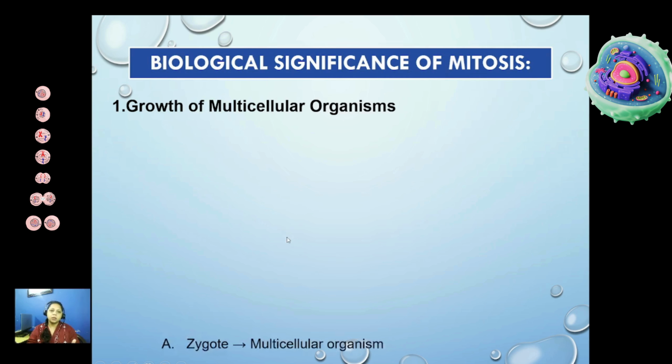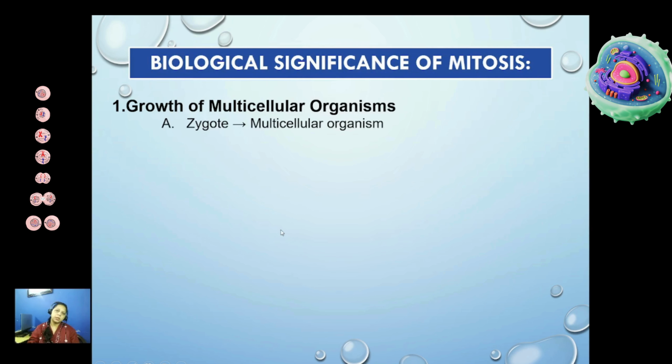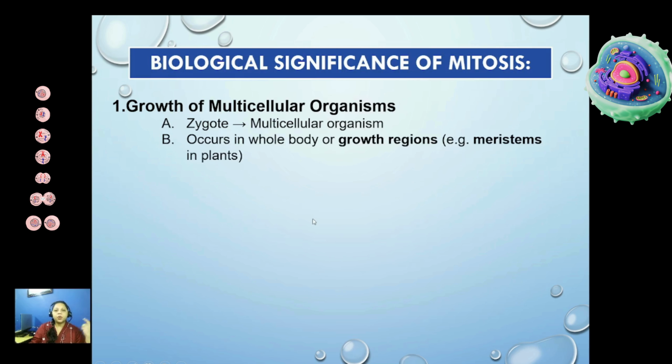Now, what is the biological importance? The very first one is the growth of multicellular organisms. For example, when we were young, we had a lesser number of cells, but as we become adult, we have more cells, and that is all thanks to mitosis. It occurs in the whole body, or in growth regions in plants, especially meristems. Meristems are basically the growing tips.